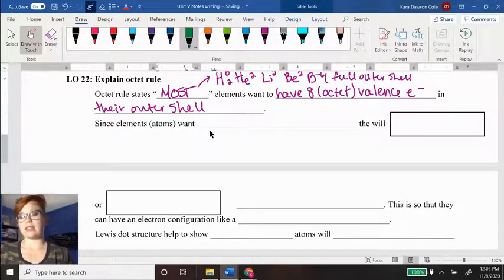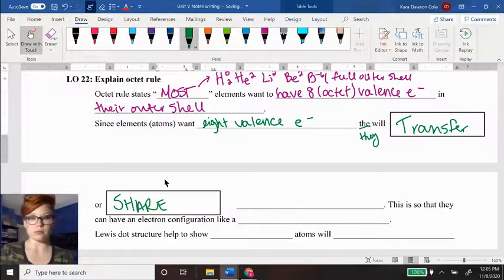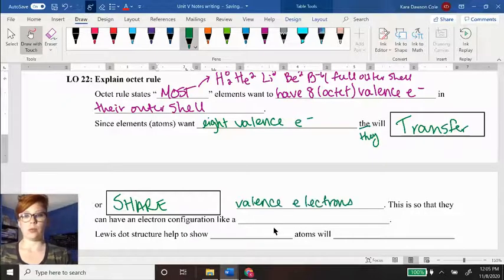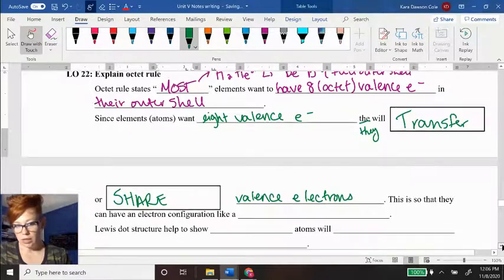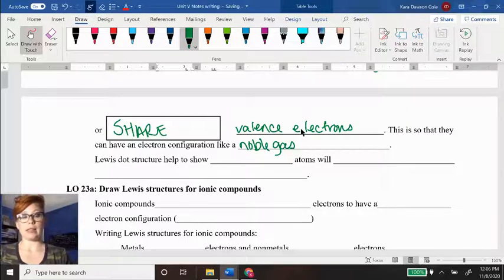Since atoms want to have 8 valence electrons, they will transfer or share valence electrons to get 8 in their valence shell. This is so that they will have a configuration like a noble gas. I like to say that they want to be noble. They want to be stable, because noble gases are really stable.